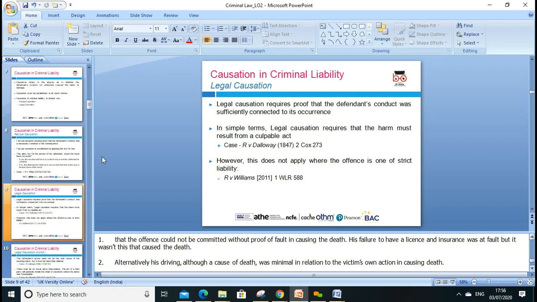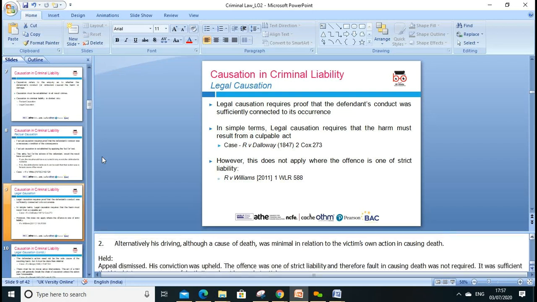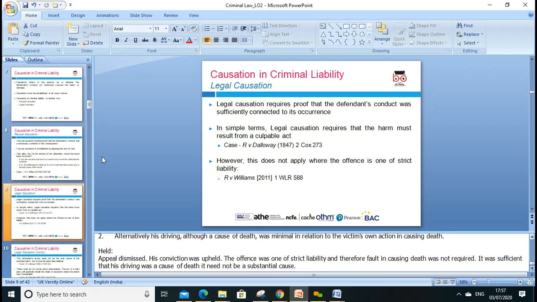It was not the cause. Alternately, his driving, although the cause, is what we need to look around. Any question there? The appeal was dismissed and the conviction was upheld in that case.